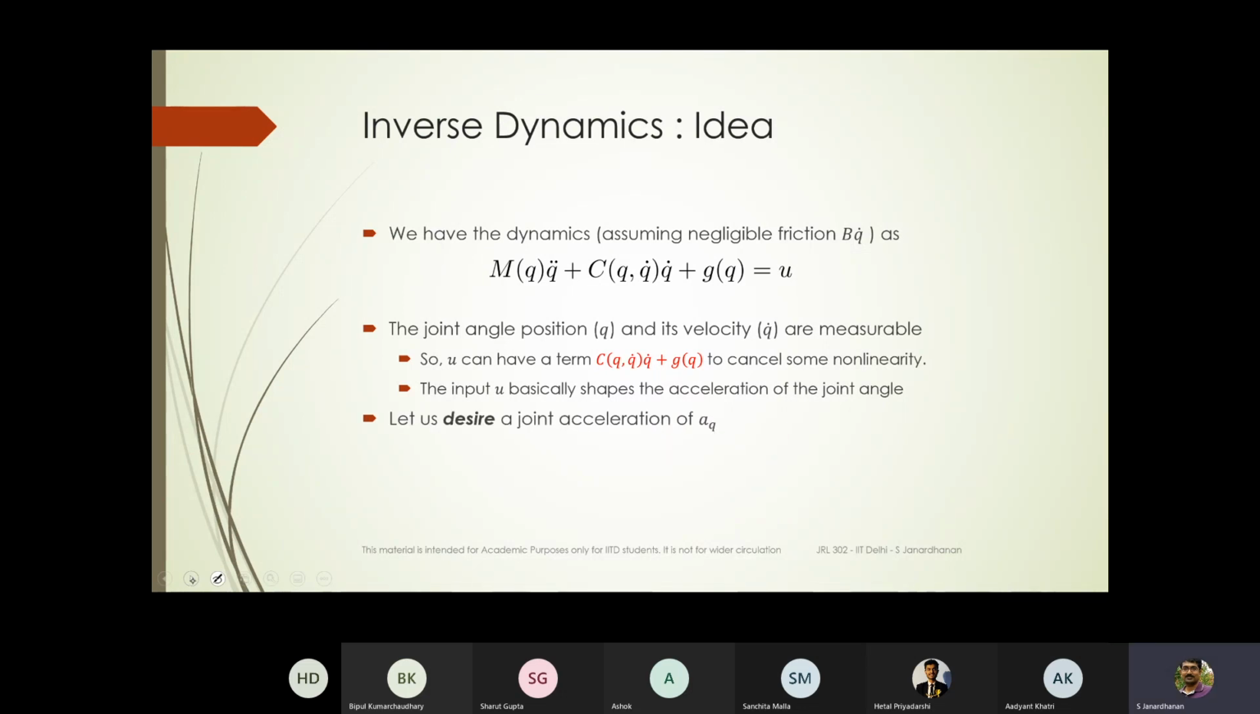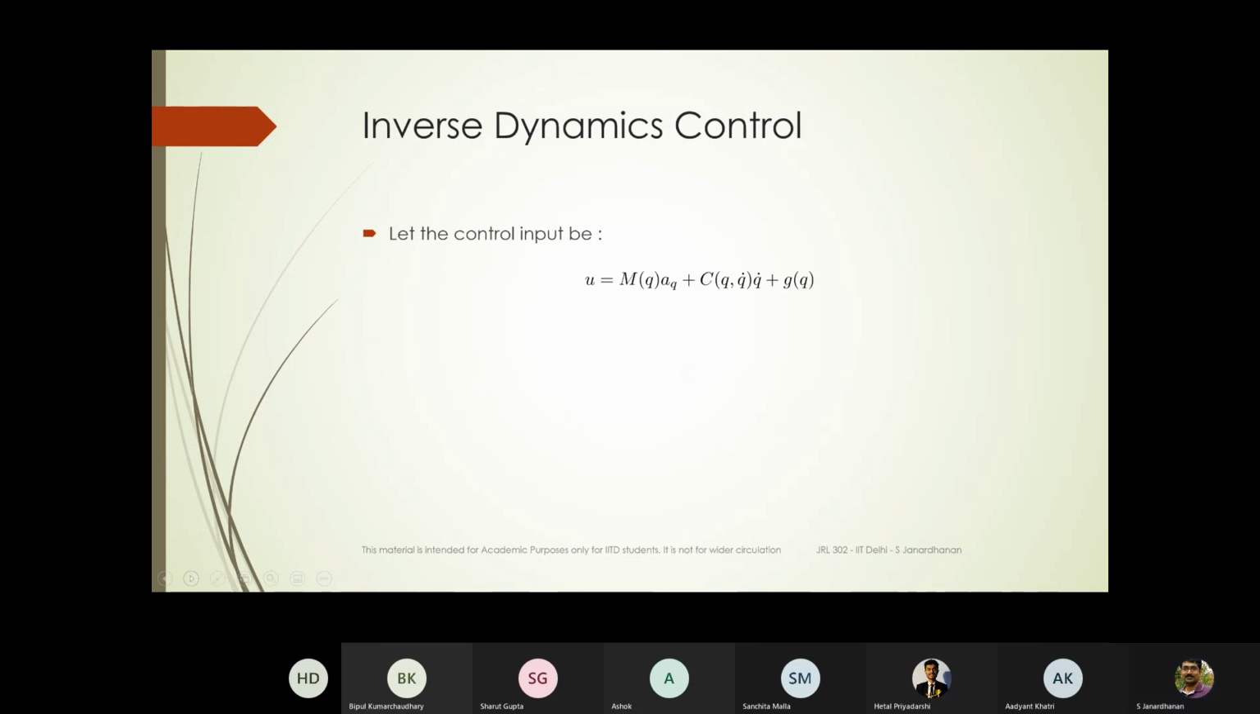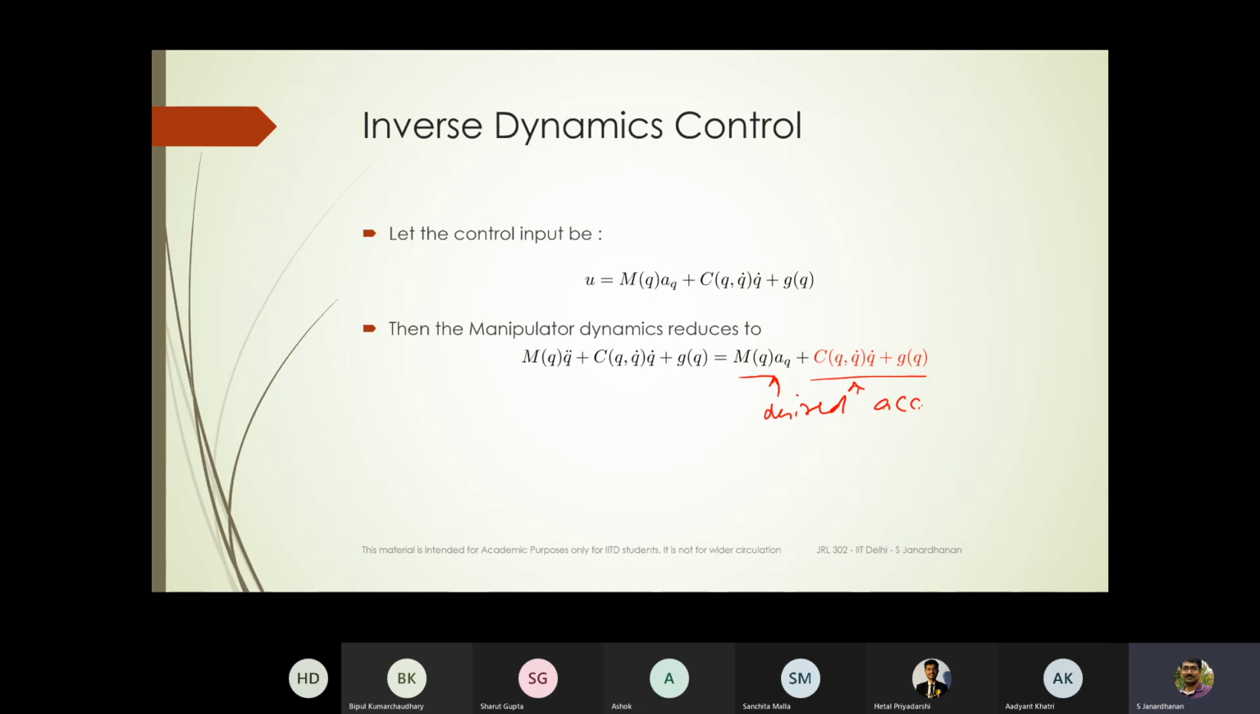Okay, and then you say that you have a desired angular acceleration. So if U comes out to be this, then let us say that you have a control of this structure, where the term highlighted in red is a control part that cancels out all the nonlinearities, and AQ is a desired acceleration profile. Okay, one thing is that AQ is not equal to QD double dot. Can you say why that is?